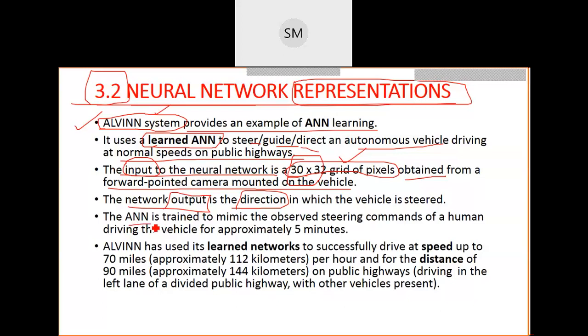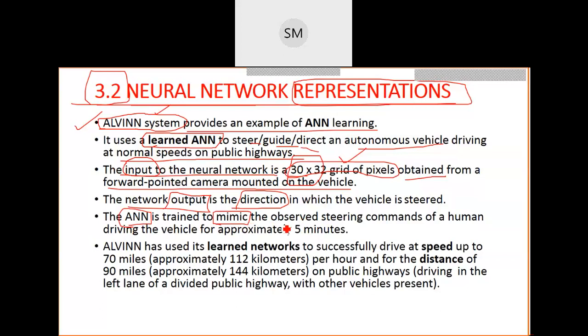And our ANN, that is artificial neural network, in short I have written here as ANN, is trained in such a way that it can mimic or exactly copy our human driver who has shown our algorithm system how to drive the car. Our algorithm system observed the human driver for 5 minutes, and based on that 5 minutes of experience, it starts to drive the car automatically.